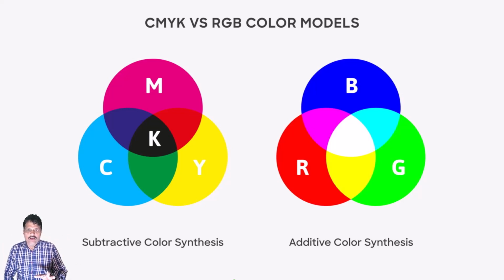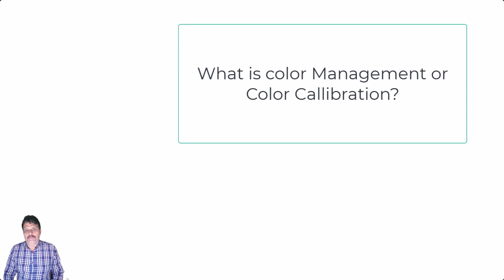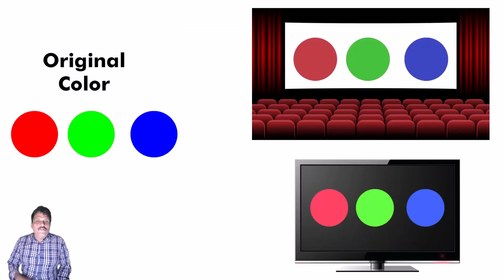So we use CMYK for all prints and RGB, that is the radiation principle, for television and mobile. Now what is color management? We call this color calibration. Color calibration is a color corrective system where the color that you reproduce on your television or in cinema should be the same as the original color.